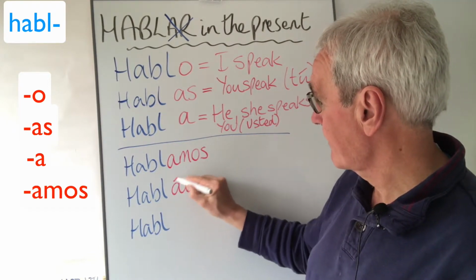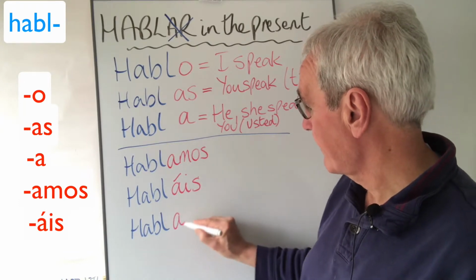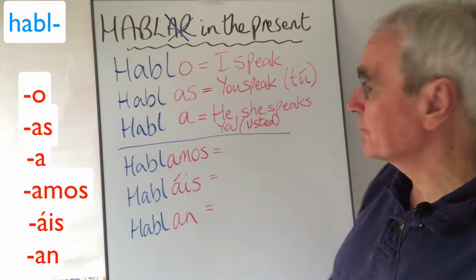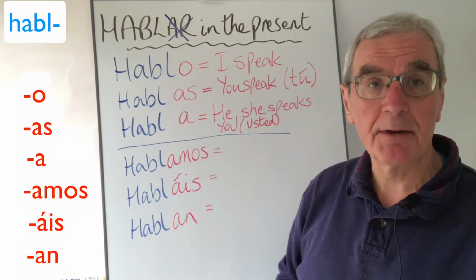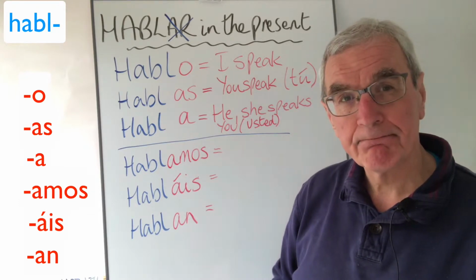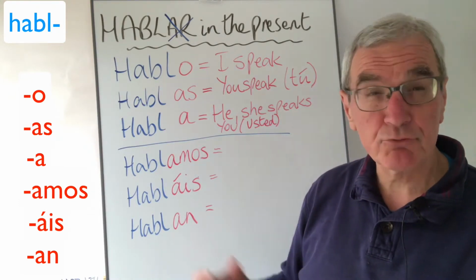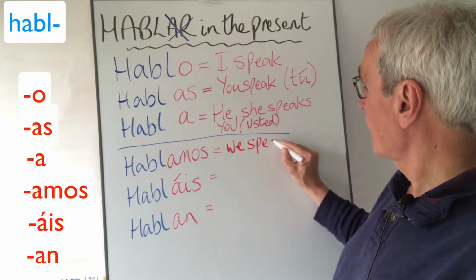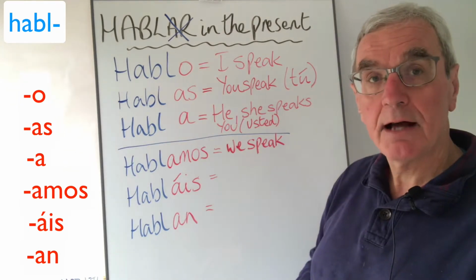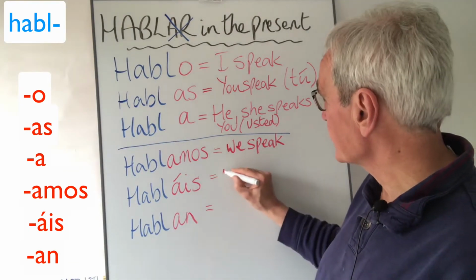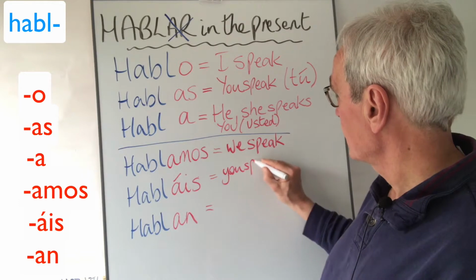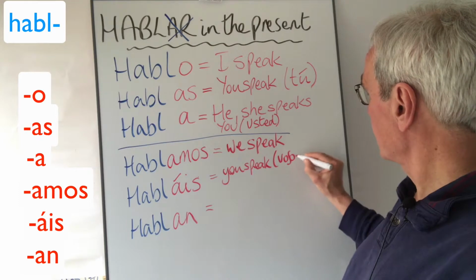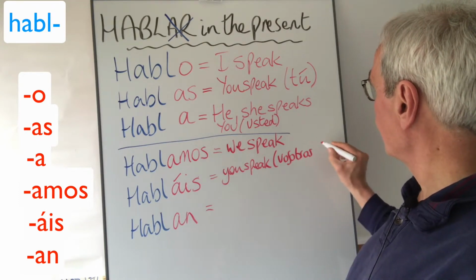Hablamos, habláis, hablan. So, just repeat those for me again. Hablamos, habláis, hablan. Fantastic. So what do they mean? Well, hablamos means we speak. Hablamos. Habláis means you speak, and that is the vosotros form.